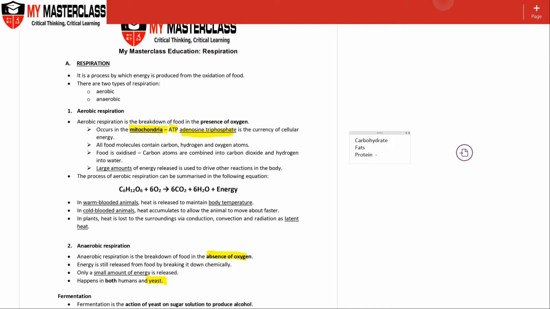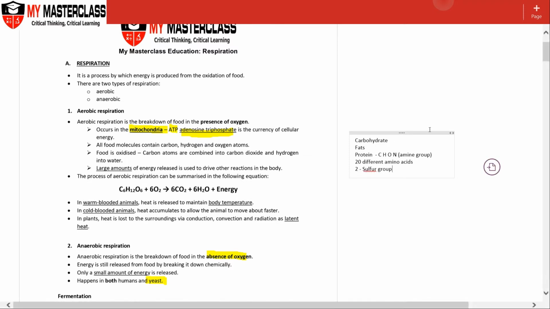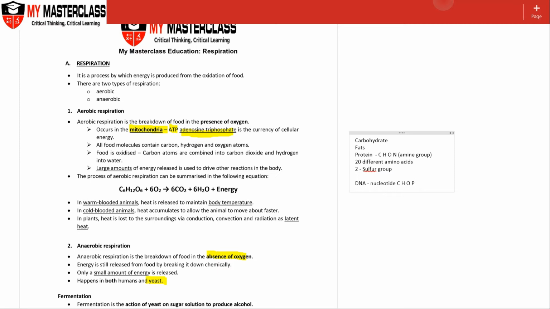As a revision, you will have carbon, hydrogen, oxygen, and it will also contain nitrogen due to the presence of the amine group. We have 20 different amino acids. You are not required to know the names of all the 20 different amino acids, but you will have to know that there are 20 different ones. Of these 20 amino acids, there are 2 of them, if you are in IP, which contain the sulfur group as well. Some components of food will contain nucleotides, which is your DNA, and nucleotides contain carbon, hydrogen, oxygen, and also phosphorus.